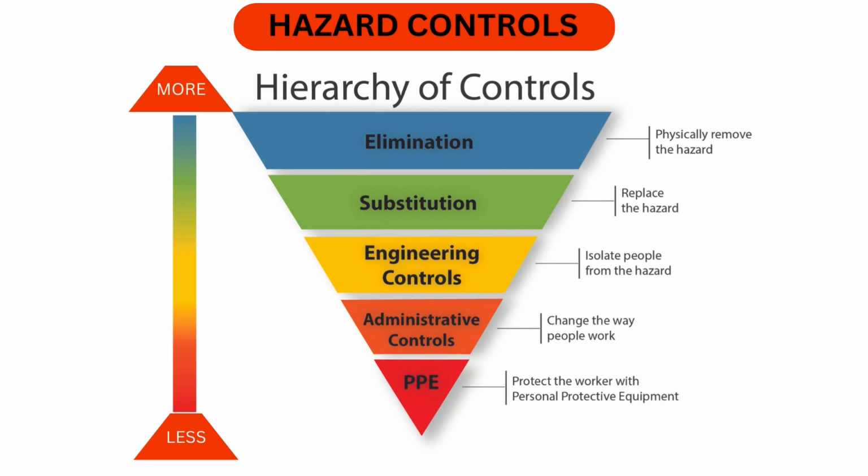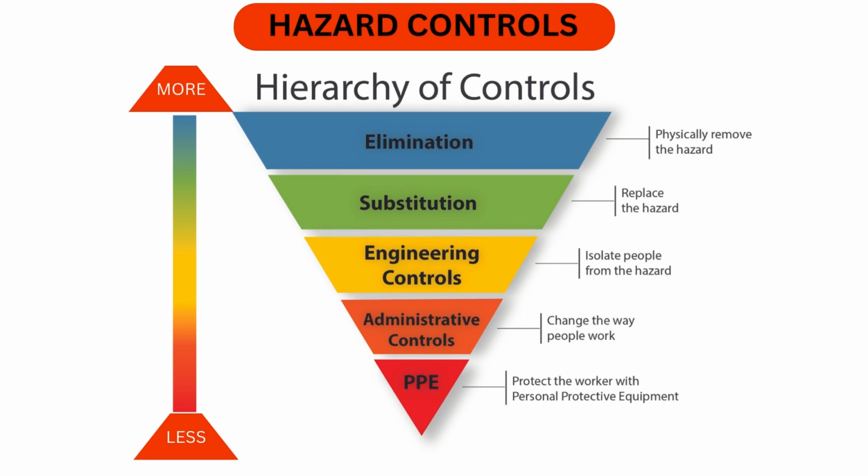If that is not possible, then substitution is the next method of preference. In this case, we replace the hazard. Then the third preference is engineering control. This will be adopted if elimination is not possible and substitution is not possible. In engineering controls, we isolate people from the hazard so that people should not be affected.